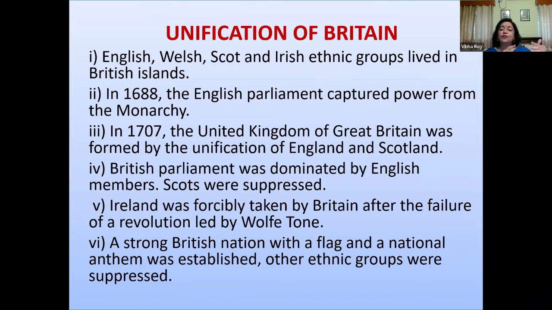Ireland was forcibly taken by Britain after the failure of a revolution led by Wolfe Tone. A strong British nation with a flag and a national anthem was established, and other ethnic groups were suppressed.